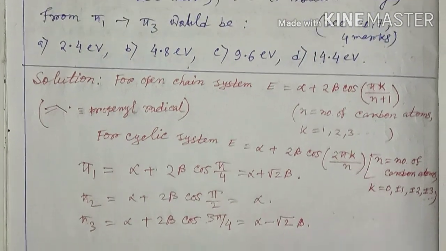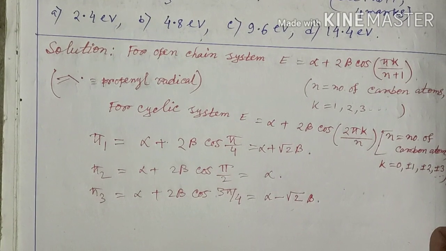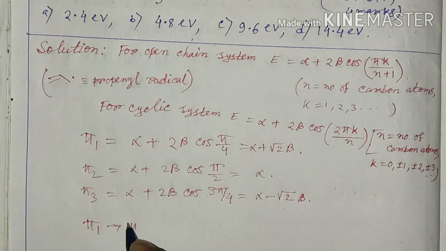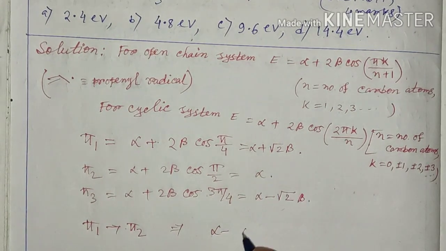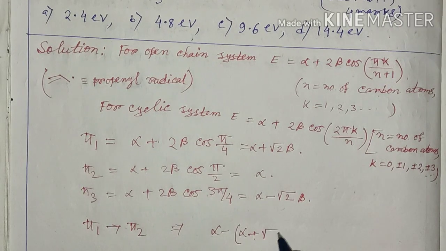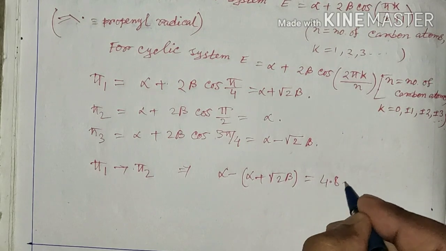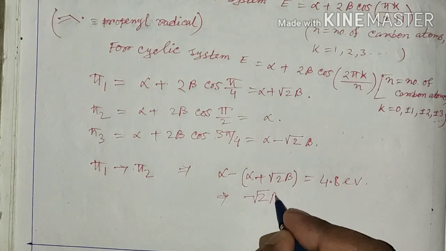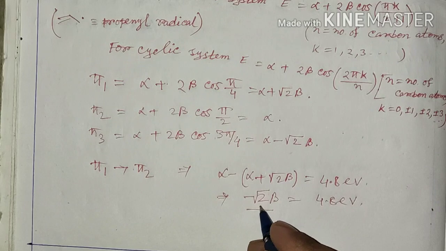Now it is given that for the pi 1 to pi 2 electronic transition, the energy is 4.8 electron volt. The energy difference between pi 1 and pi 2 can be calculated as alpha minus this energy level. It is given as 4.8 electron volt. So the value of root 2 beta is equal to 4.8 electron volt.